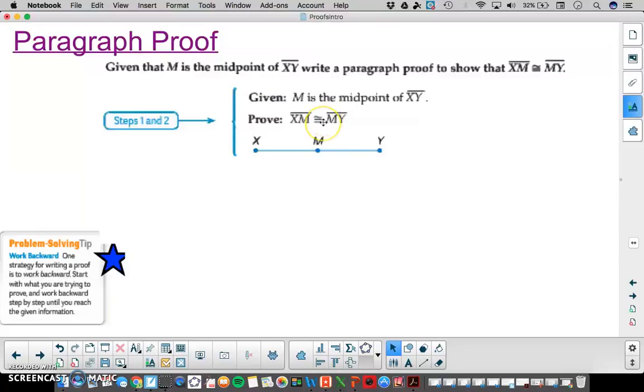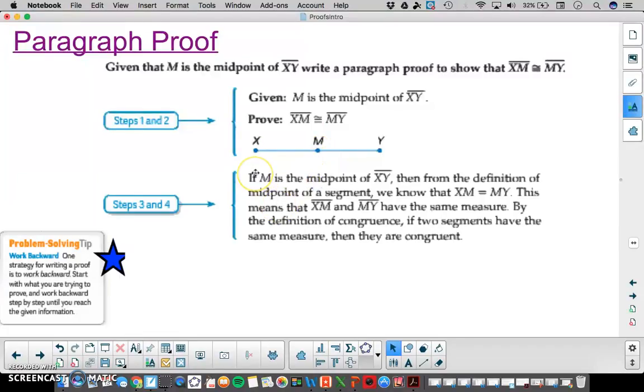Our steps 3 and 4 are then to connect statements together to show why segment XM would be congruent to MY. Well, our paragraph will then say, starting with our given information, if M is the midpoint of segment XY, then from the definition of the midpoint, we know that the distance from X to M is the same as the distance from M to Y. That's the measure here. This means that segment XM and MY have the same measure.